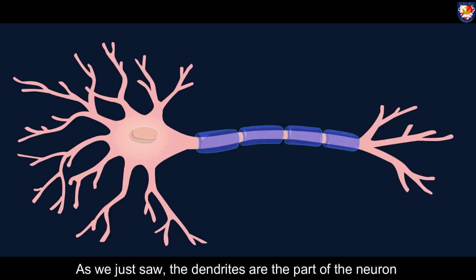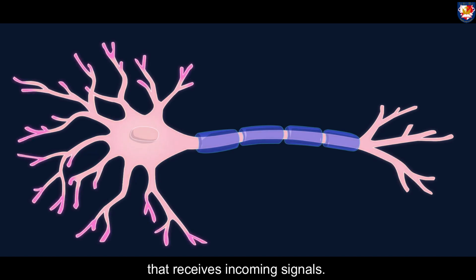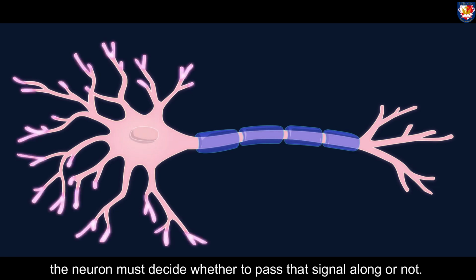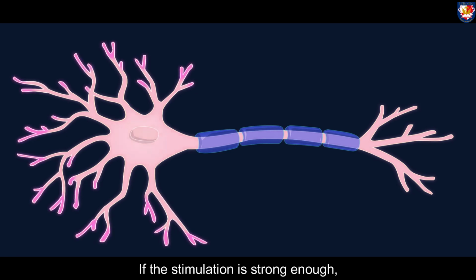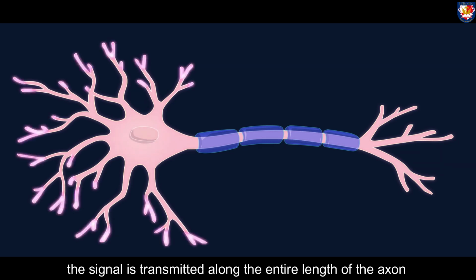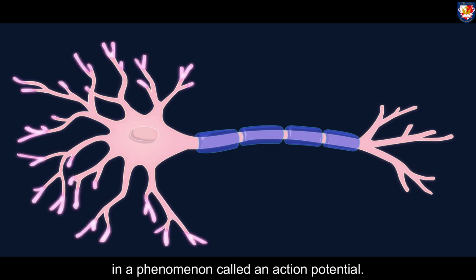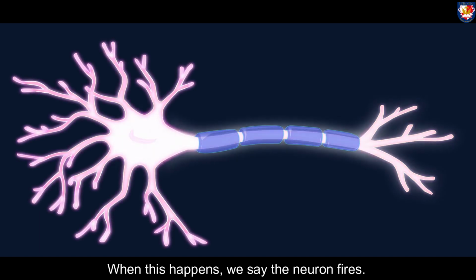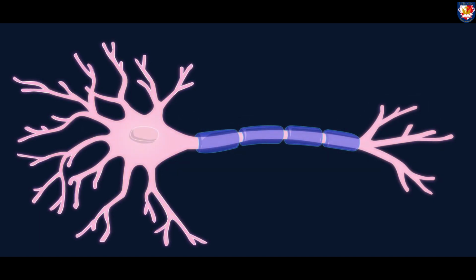As we just saw, the dendrites are the part of the neuron that receives incoming signals. Based on the strength of this incoming stimulation, the neuron must decide whether to pass this signal along or not. If the stimulation is strong enough, the signal is transmitted along the entire length of the axon in a phenomenon called an action potential. When this happens, we say the neuron fires.